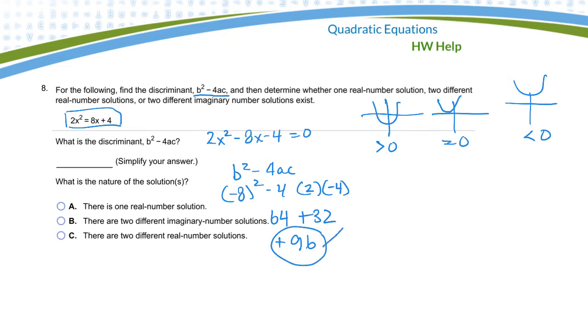So if it's positive, it means the graph has a discriminant greater than 0, so it crosses twice. So what is the nature of the solutions? 1, no. 2 different imaginary, no. 2 different real numbers, that's the one right there. 2 different, so there'd be 1 there and 1 there.